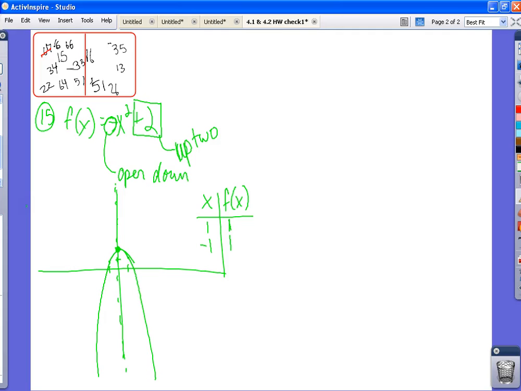It opens down just like we thought it should. It's up 2. Perfect.